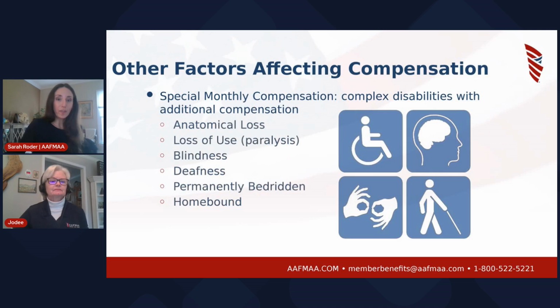What about any other factors that can affect this compensation? Yeah, so in addition to the disability rating, there are some other factors that can increase the level of compensation that the veteran receives. These are special monthly compensation factors, as they're called, and they're basically more complex disabilities, like you can see here: anatomical loss, paralysis, blindness, deafness, if the veteran is bedridden or homebound. Things like that, the VA takes into consideration and can award additional monies due to these catastrophic disabilities.